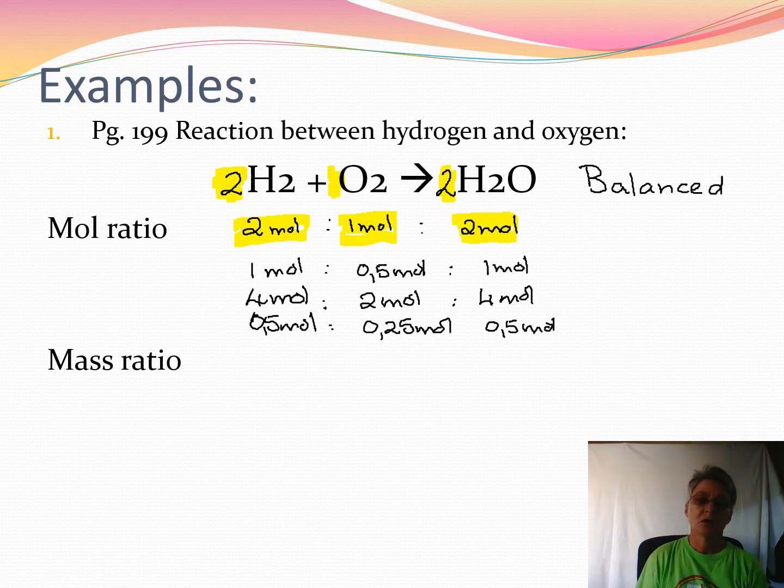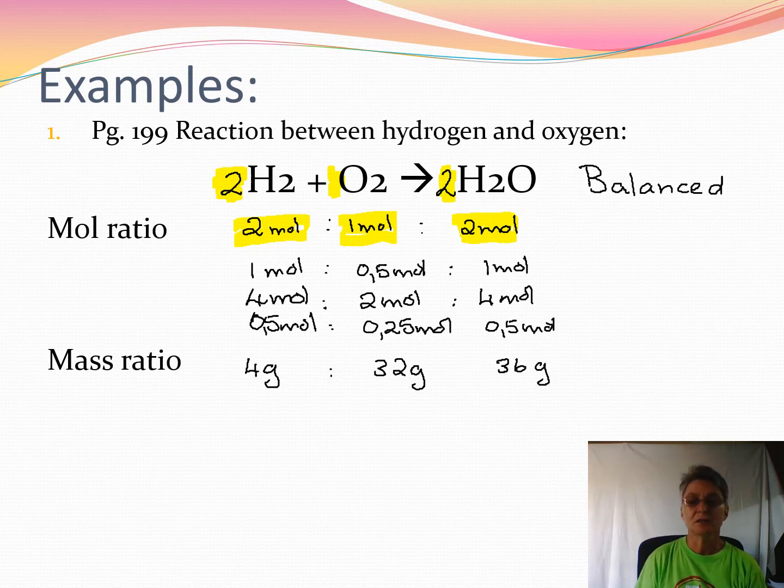So the mass of 2 moles of hydrogen is 4 grams, and the mass of 1 mole of oxygen is 32 grams, and the mass of 2 moles of water is 36 grams. So if you double the mass of hydrogen, the oxygen must double, and the water will double. Right? And then they also work with the number of molecules.